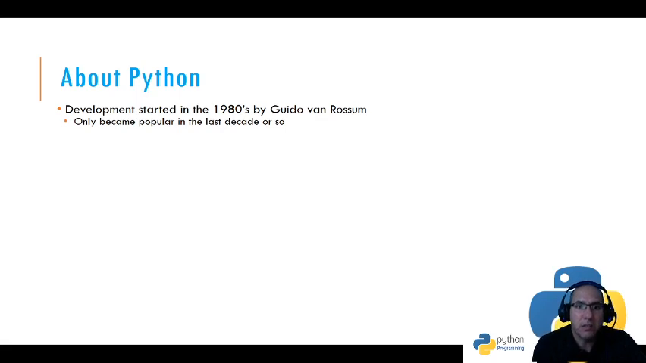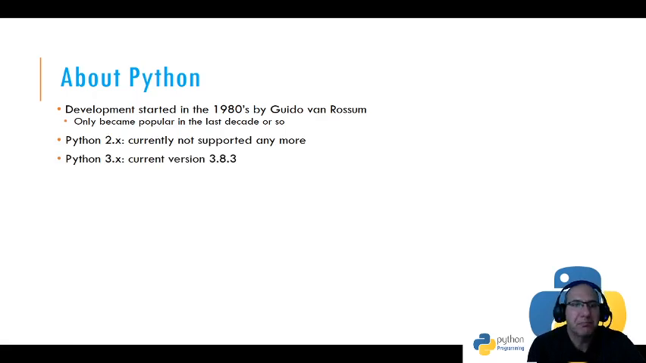However, it just became popular during the last decade or so due to its popularity in machine learning, data science, and artificial intelligence. If you look for Python right now, you will find two versions of Python, Python 2.x and Python 3.x. Python 2.x, as of January 2020, is dead, it's not supported anymore. The current version of Python is Python 3 and it's the only supported version, and the current version you can download from python.org is 3.8.3.